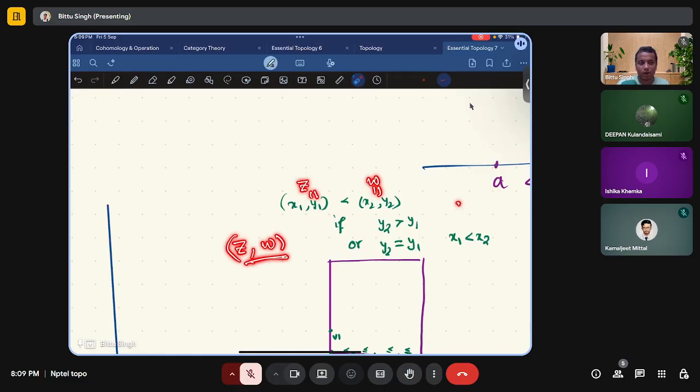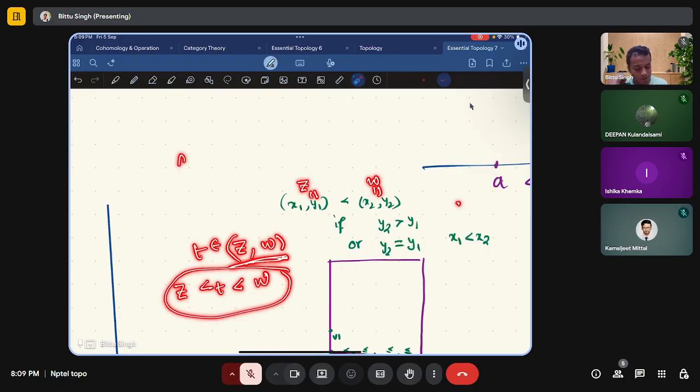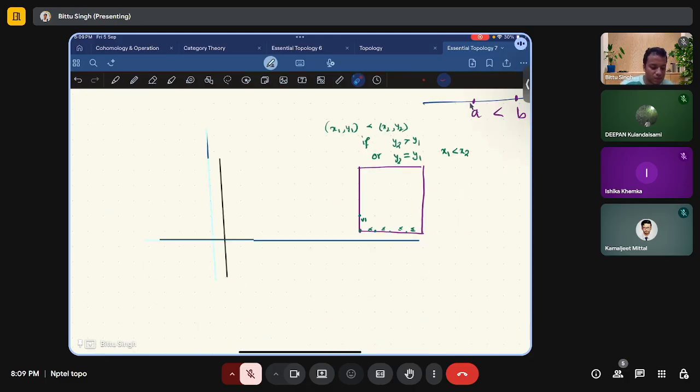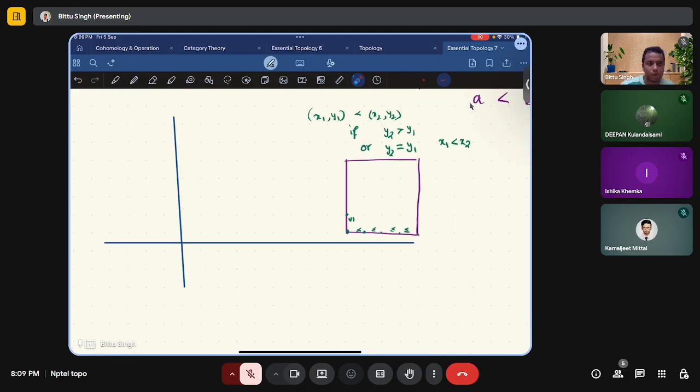Because there is some ordering, we can always talk about this kind of interval, right? t belongs to (z, w) means t is strictly less than w and strictly greater than z. So define a topology whose basis is given by these open intervals, where z and w belong to the space X. This topology will be called the dictionary ordered topology. It is similar to a dictionary, right?